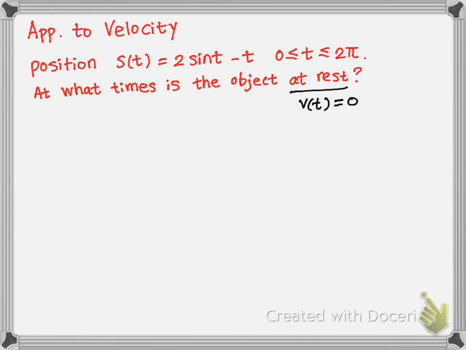And how do we get the velocity from the position function? It is when we take the derivative, s prime of t equals. So here we have 2 sine t. The rule for constant multiple is to just keep the constant in the front. So 2 times the derivative of sine t, which is cosine of t, minus the derivative of t, which is 1. So we have the velocity and we want to find out what time is at rest.